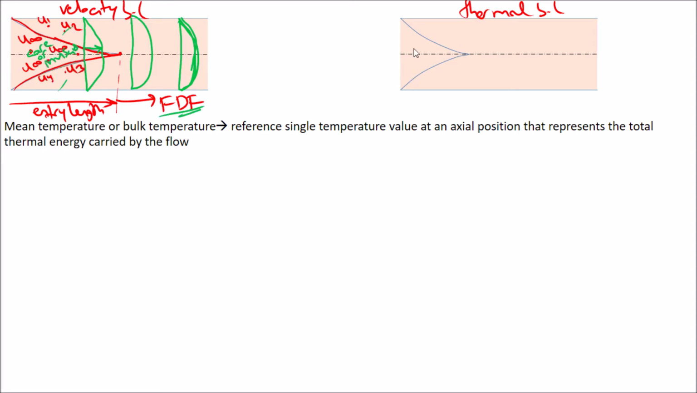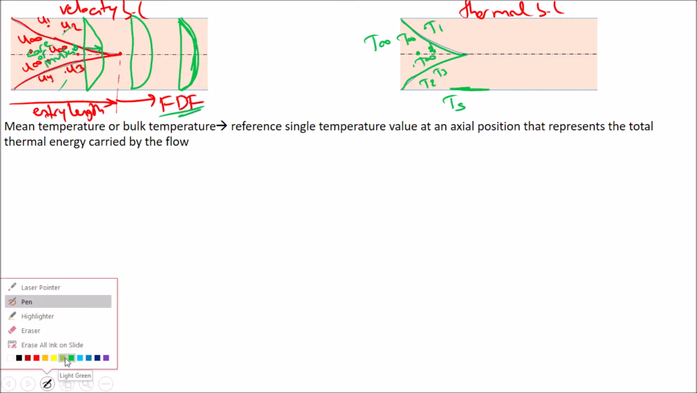Similar case, we have the thermal boundary layer. Here you have T infinity, and then you have the boundary layer growing and meeting at some point. Inside that domain you have T infinity everywhere, but outside it you have different temperatures, T1, T2, T3, and the wall, let's say this is at Ts. If you draw the profile here, you will have something like this one.